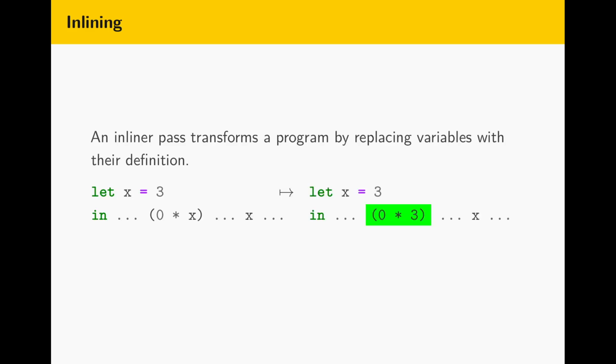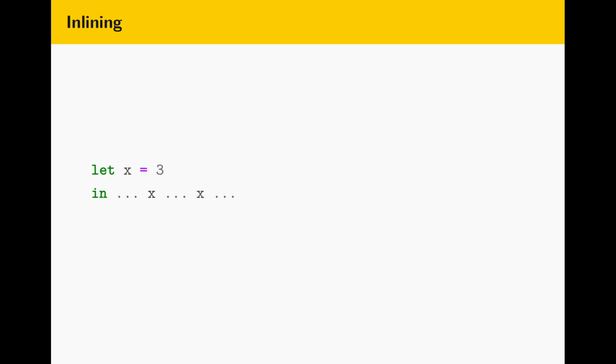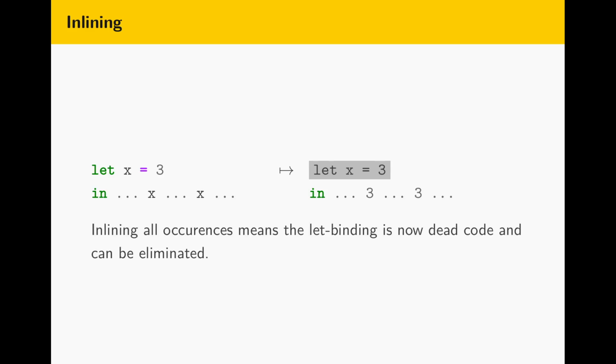Now the inliner can decide to inline the first occurrence of X, and this may reveal opportunities for further optimization passes. In this case, for example, constant folding. Another example would be where each occurrence of X is inlined, and this allows us to remove the definition of X, known as dead code elimination, and this is a different optimization.